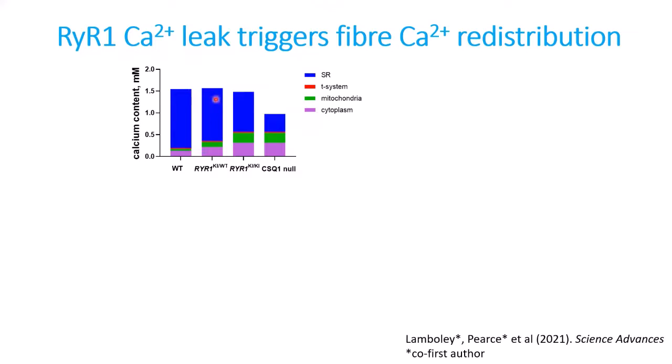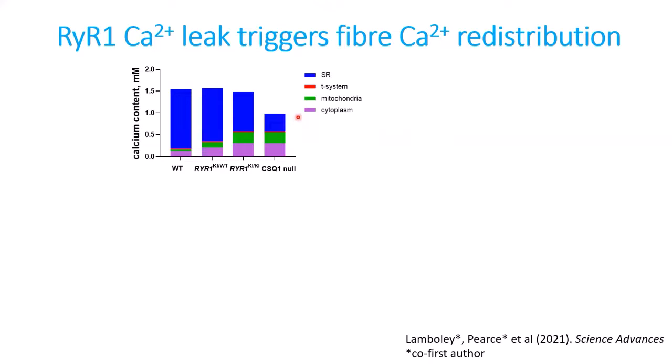Of course, with leak, the SR calcium concentration decreases. This is going to activate store-dependent entry. And when we get store-dependent entry, the cytoplasmic calcium content increases. It's not refilling the store because the SR remains leaky with a leaky RyR receptor, so it can't refill to the same level as in the wild type. The increase in cytoplasmic calcium directly affects the mitochondria, and mitochondrial calcium increases.